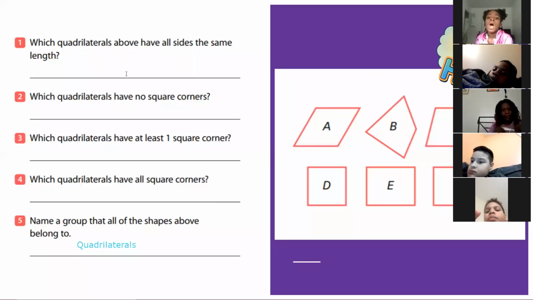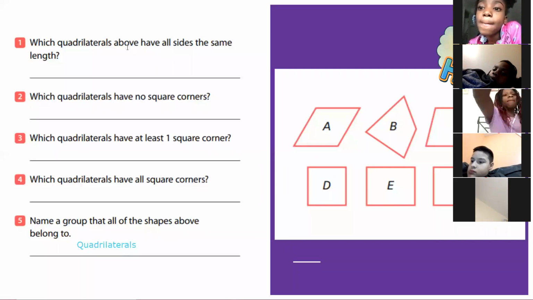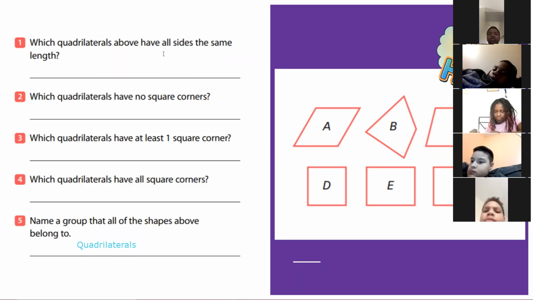Okay, and then just to touch on the rest of them really quick. Number 5 was the one I really wanted to clarify. Which of the quadrilaterals above have all sides the same length? All of you should have the exit ticket that you did the other day, that piece of paper. You should have it in front of you so that you can check your answers. Isaac, which ones have all sides the same length?